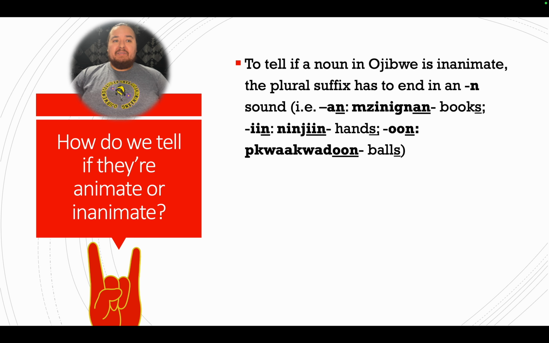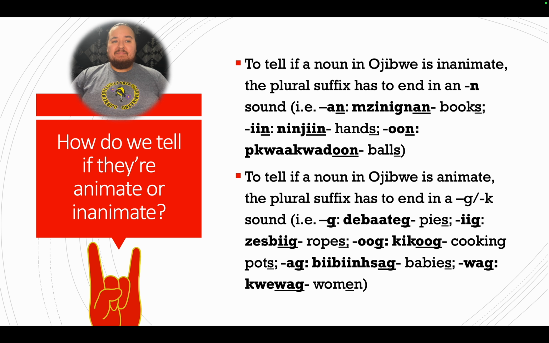So to tell if a noun in Ojibwe is inanimate, the plural suffix has to end in an N sound. For example, mzinignan for books, ninjin for hands, kwakwadon for balls. To tell if a noun in Ojibwe is animate, its plural suffix has to end in a G or K sound. So for example, debateg, pies, zesbig, ropes, kikog, cooking pots, bibisug, babies, and kwewag, women. We'll pause here to let you write down both points for your notes before moving on.